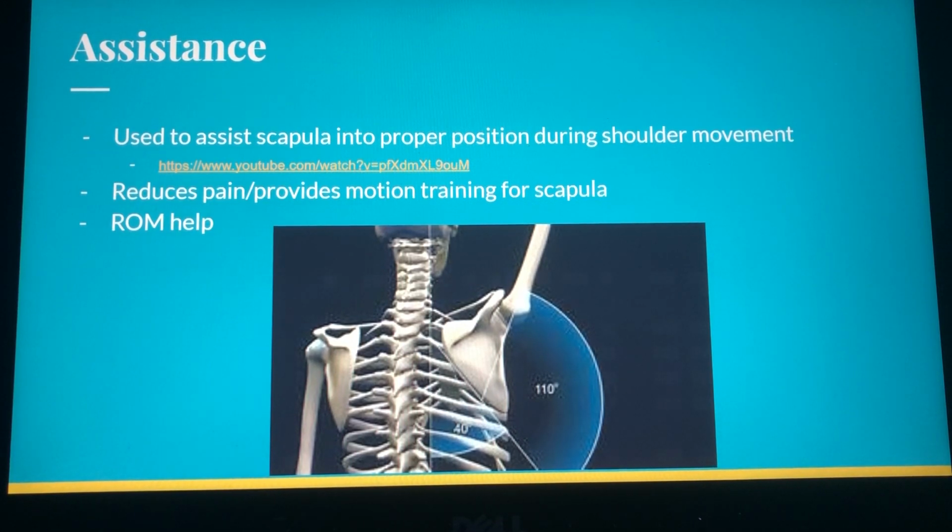To start off with the assistance, like I mentioned, it's more of the scapular gliding and Mulligan aspect. So the main one that we use is when you're adducting the humerus, you glide the scapula into the proper range of motion. So when the shoulder raises, you raise the scapula, and it just aids in reducing pain in the area and teaches the scapula how to glide properly.